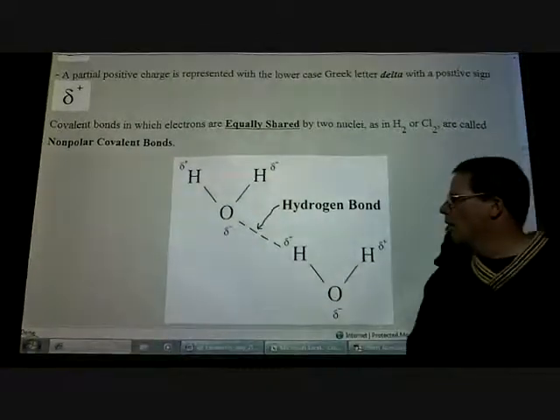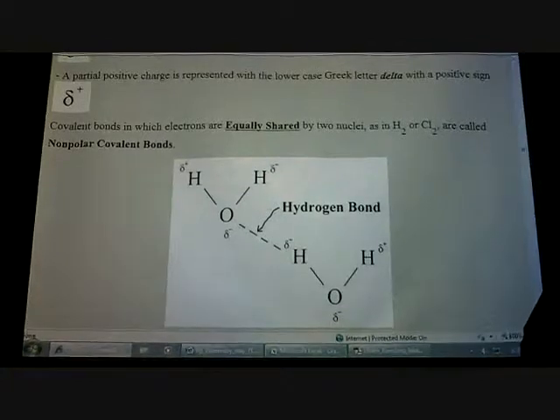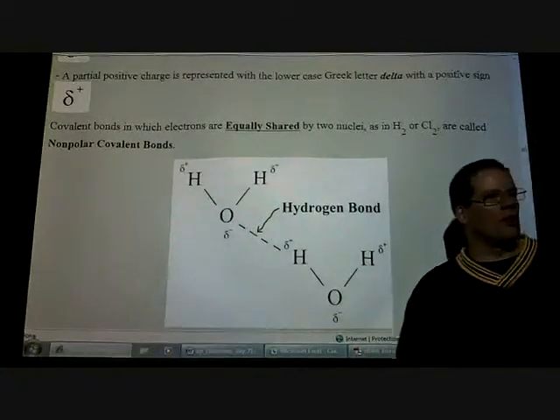Wait, does the D stand for dipole? Where's a D at? There are no D's on there. D negative. Oh, that's still the lowercase delta.